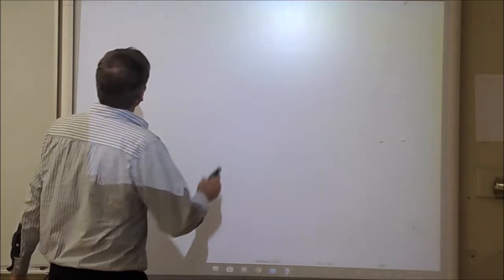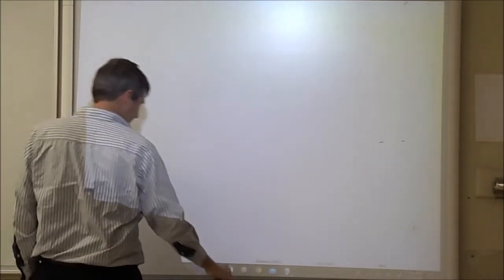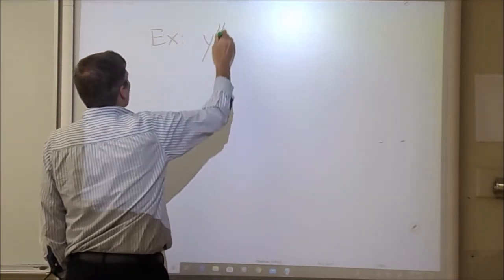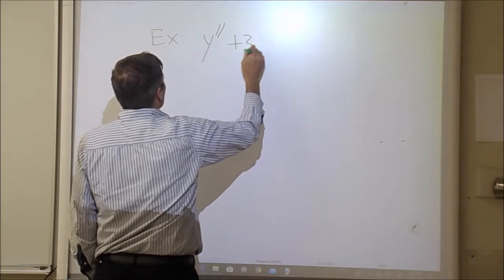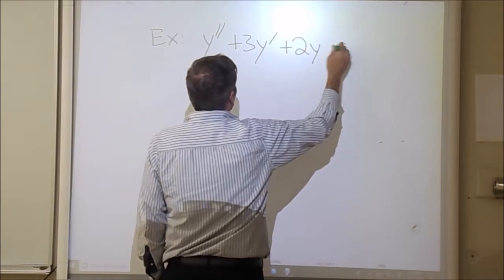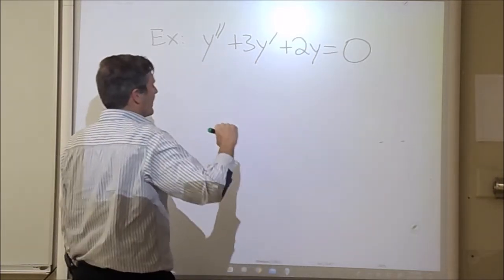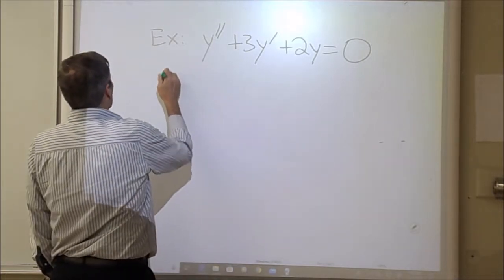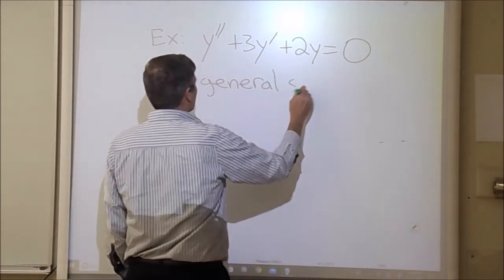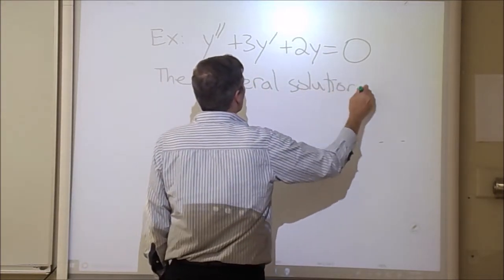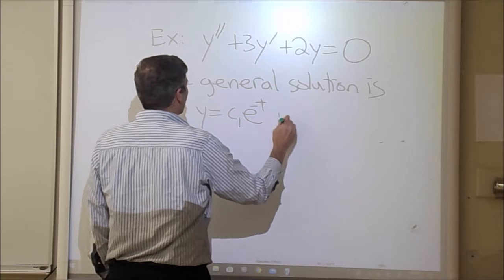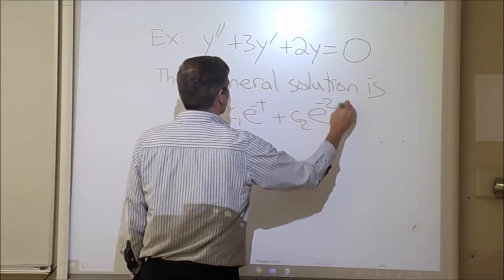Now let's consider a harder initial value problem. Suppose somebody gives you this problem, y double prime plus 3y prime plus 2y equals 0. In higher order differential equations, you're not expected to derive it in this class, but it turns out that the general solution, the form of all solutions, is y equals c1 e to the minus t plus c2 e to the minus 2t.